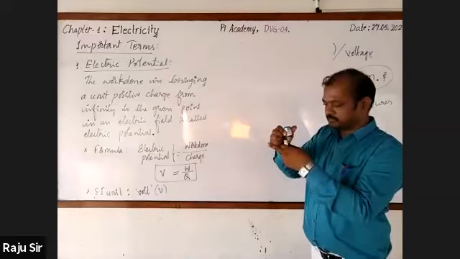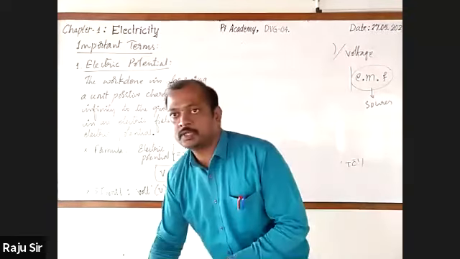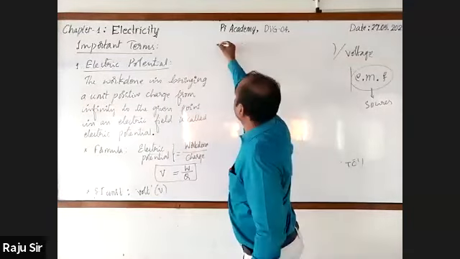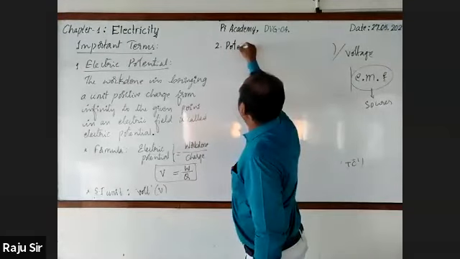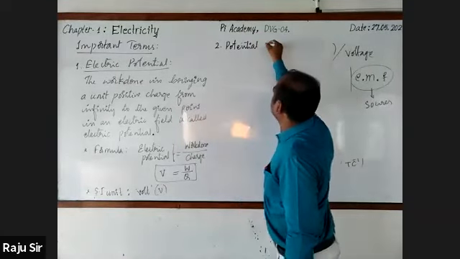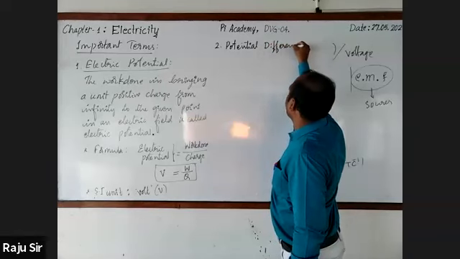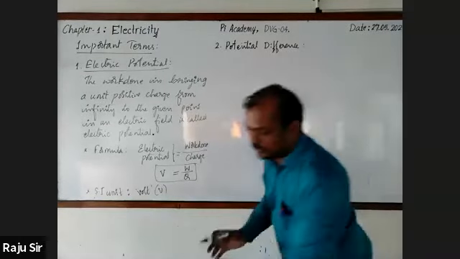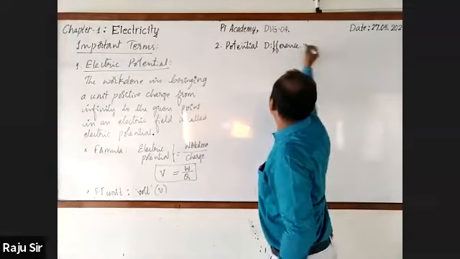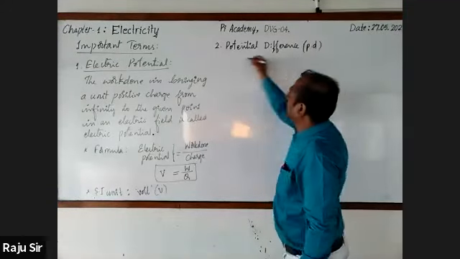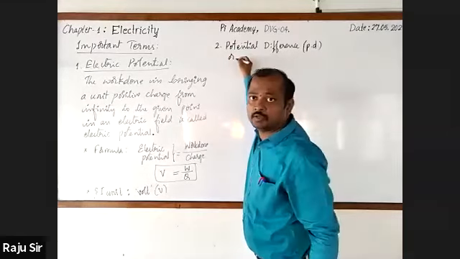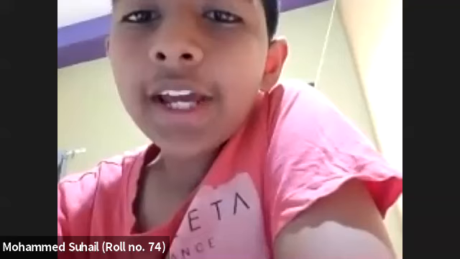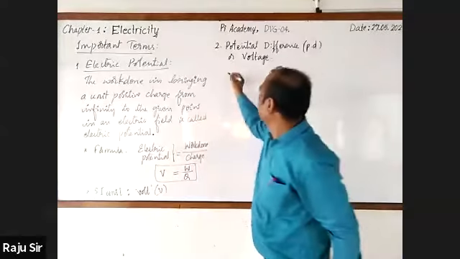Potential difference. Right, the second one, potential difference. In bracket, you just write P.D. And we also know that it is also called, what is the other name? Voltage. Right. Write the definition.